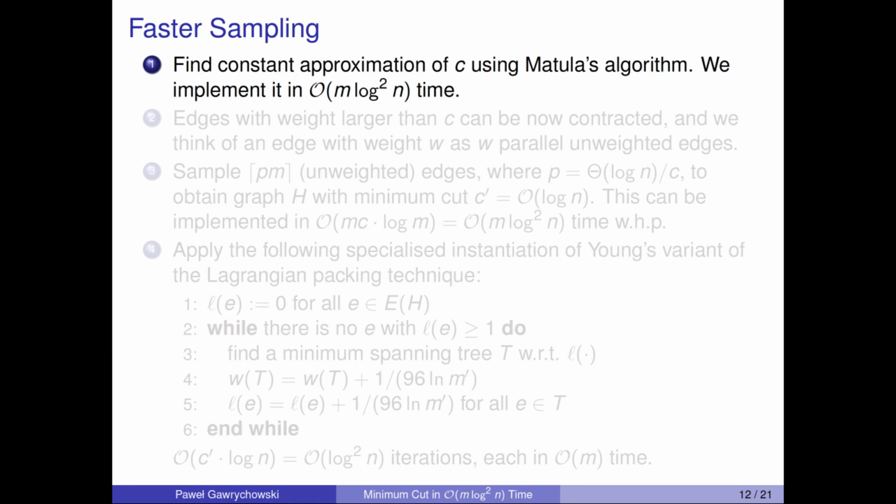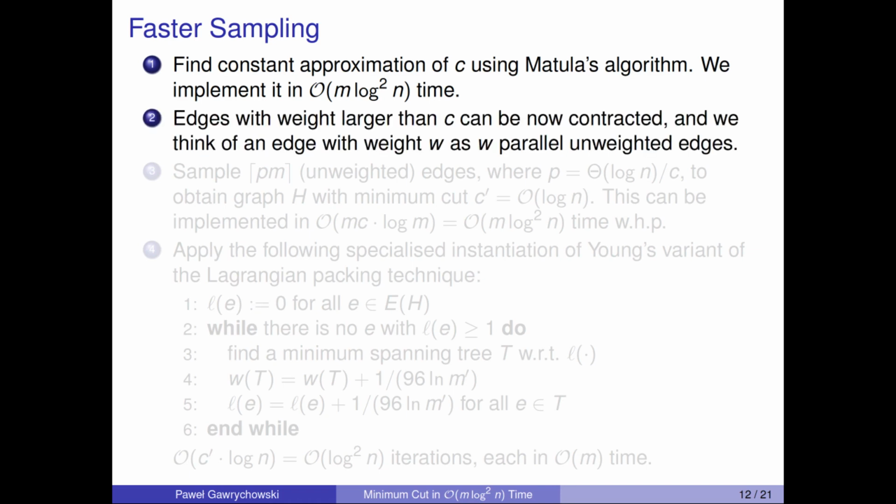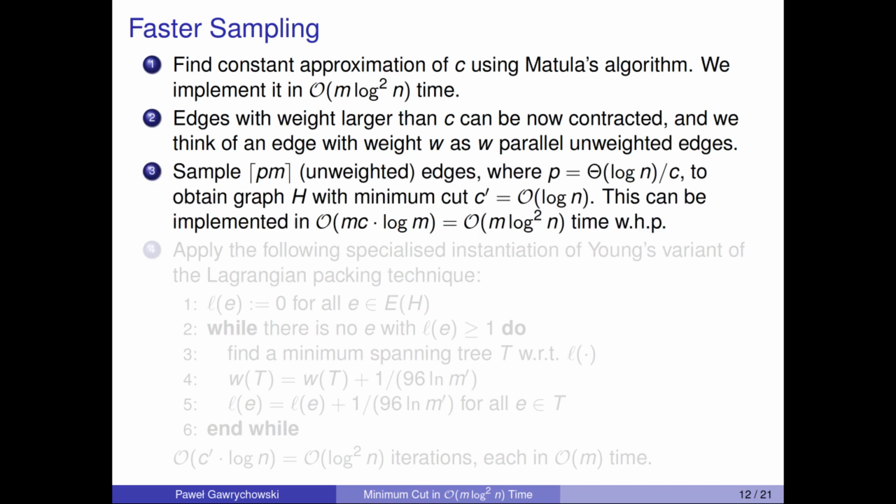m log² time. Then edges with weight larger than C can be contracted without changing the minimum cut. And the remaining edges are treated as a bunch of parallel unweighted edges. We sample these unweighted edges with appropriately chosen probability, and this gives us graph H with small minimum cut. And again, we have to show how to implement this sampling efficiently in m log² time.